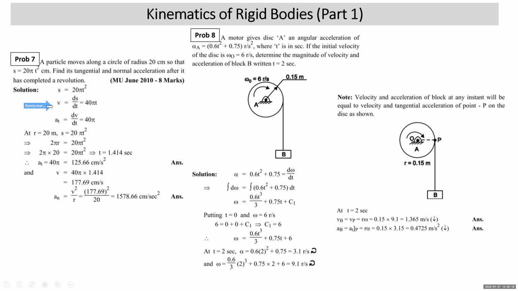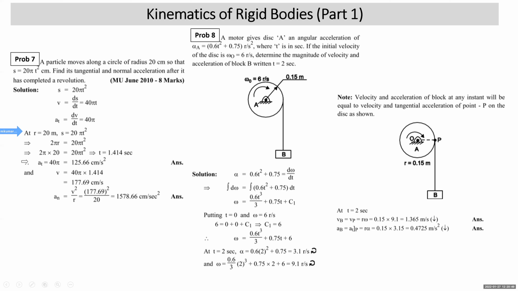V is equal to ds by dt, right? What is that? 40 pi t. AT is dv by dt, that is 40 pi. R is equal to 20 centimeter, S is 20 pi t square, and S is equal to 1 revolution, that is 2 pi r. So 2 pi r is equal to 20 pi t square, where R is 20 centimeters. Just substitute and solve it. You get t is equal to 1.414 second.